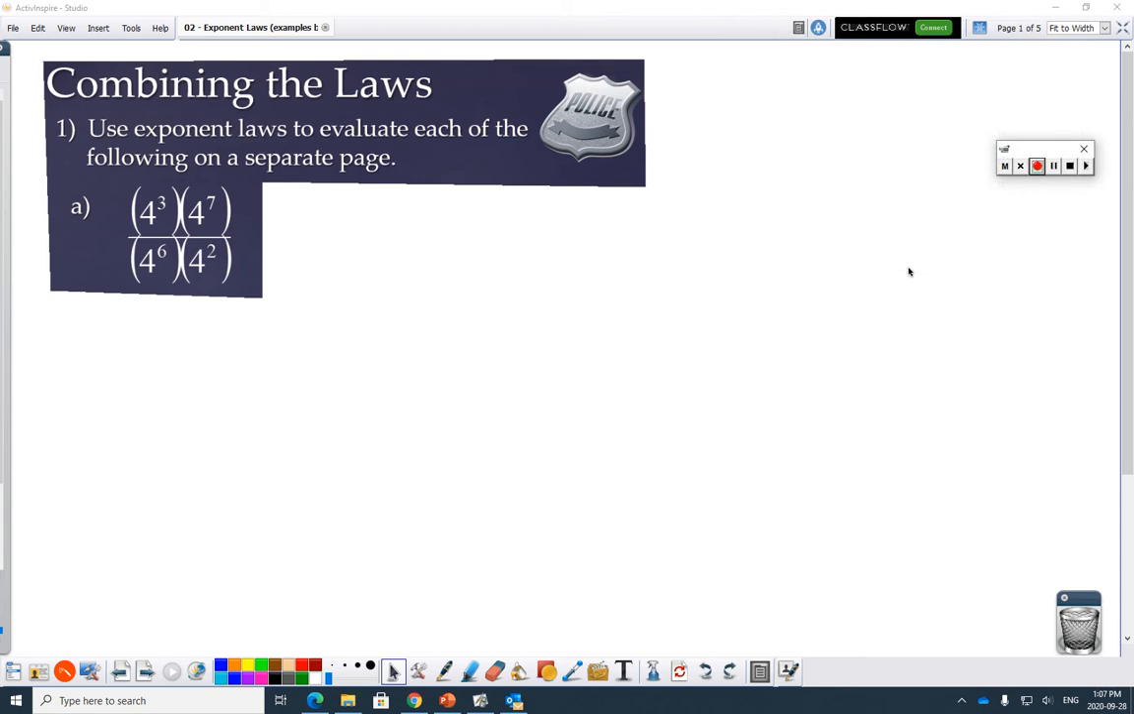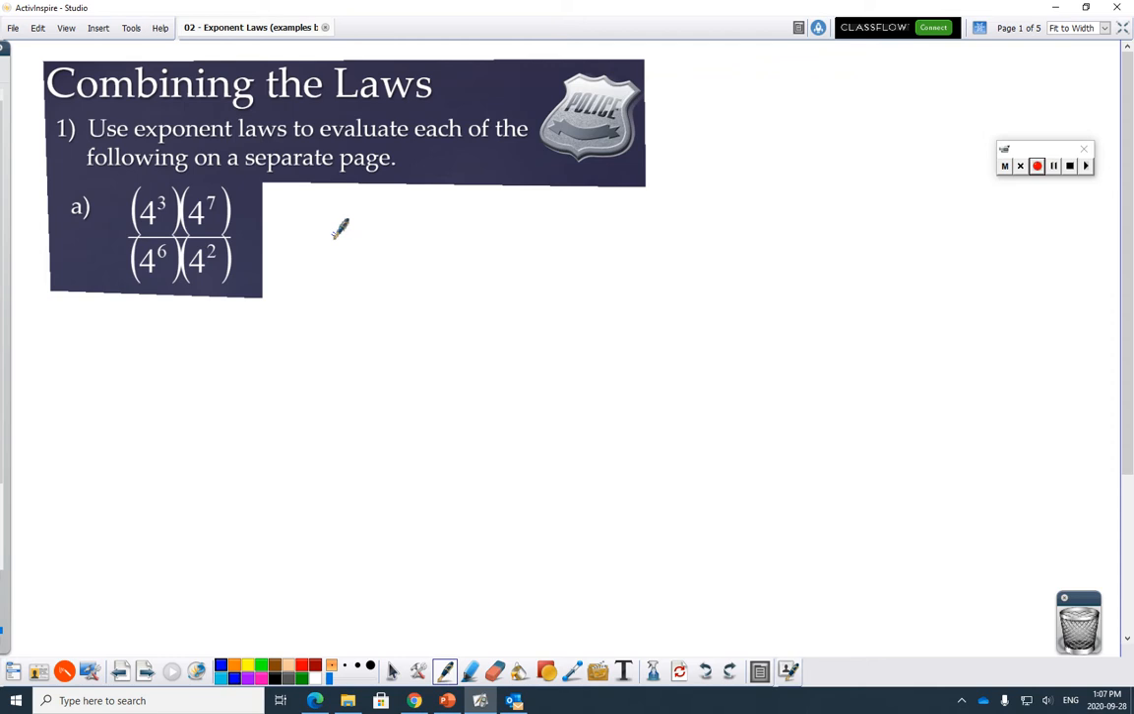Okay, here's some examples where we got to combine those things. I talked about juggling these laws, and you've got to be able to do this. I want to do these reasonably quickly because I'm hoping that you're really with the program here. So here's what the question says: use exponent laws to evaluate each of the following on a separate page. You're already on a separate page. You're ready to rock and roll on the separate page thing.